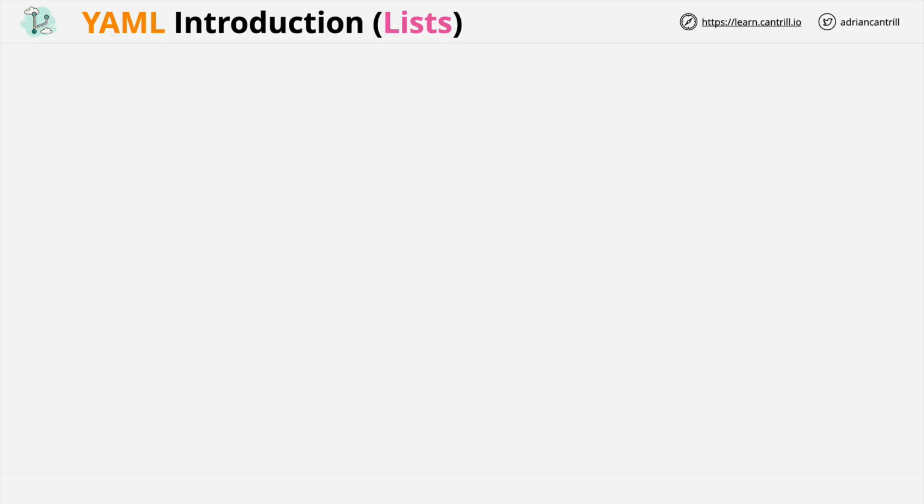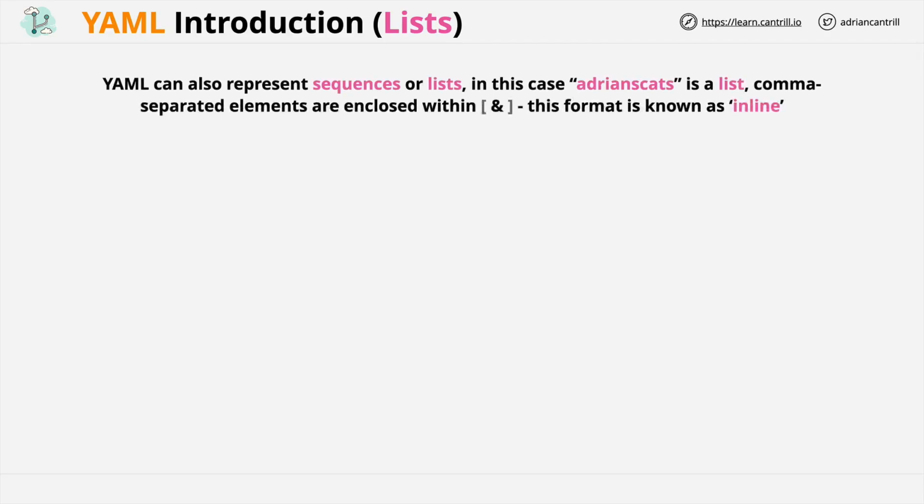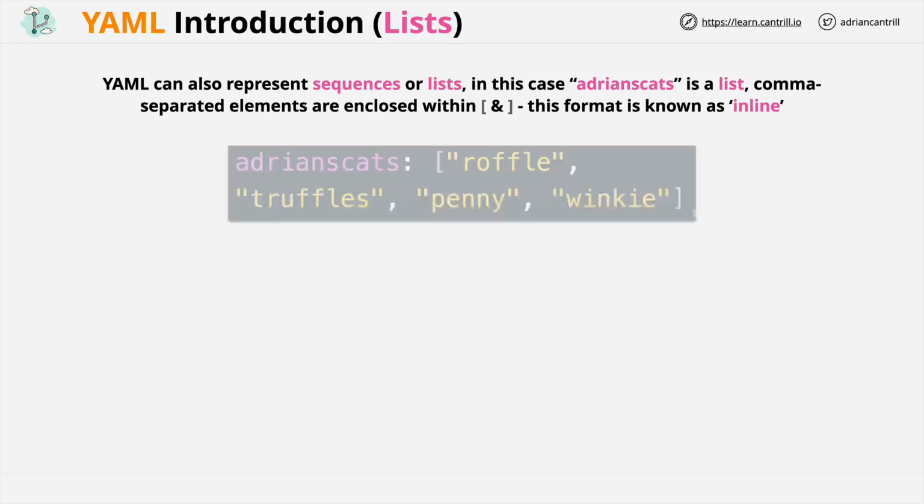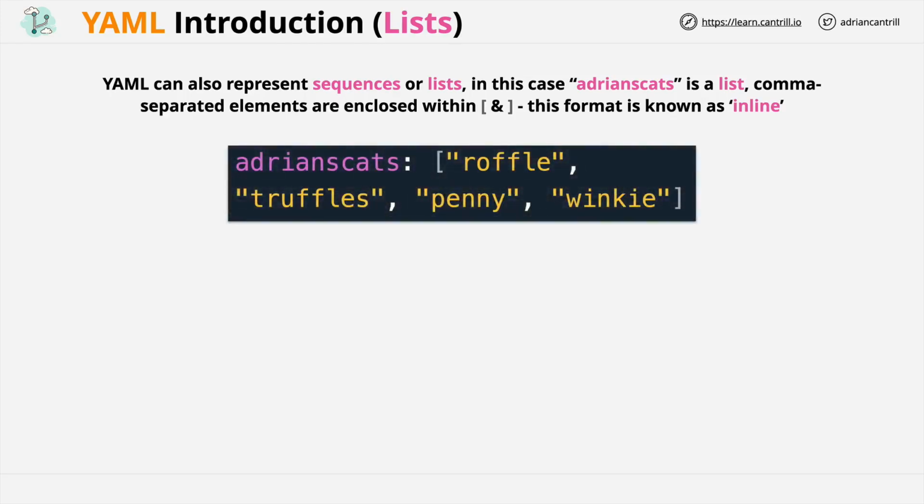A list is essentially an ordered set of values, and in YAML we can represent a list by having a key, let's say Adrian's cats, and then as a value we might have something that looks like this, a comma-separated set of values inside square brackets. Now, this is known as inline format, where the list is placed where you expect the value to be after the key and the colon.